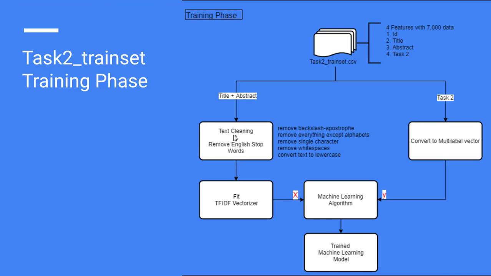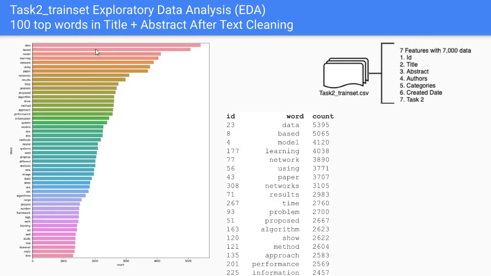And then in this process, when I do the text cleaning and also remove the English stop words, I get the meaningful words. As you can see on the slide, this picture describes the 100 top words in the title and abstract text after the cleaning. As you can see, data, model, learning, network, paper, results show us great or important words in our features.